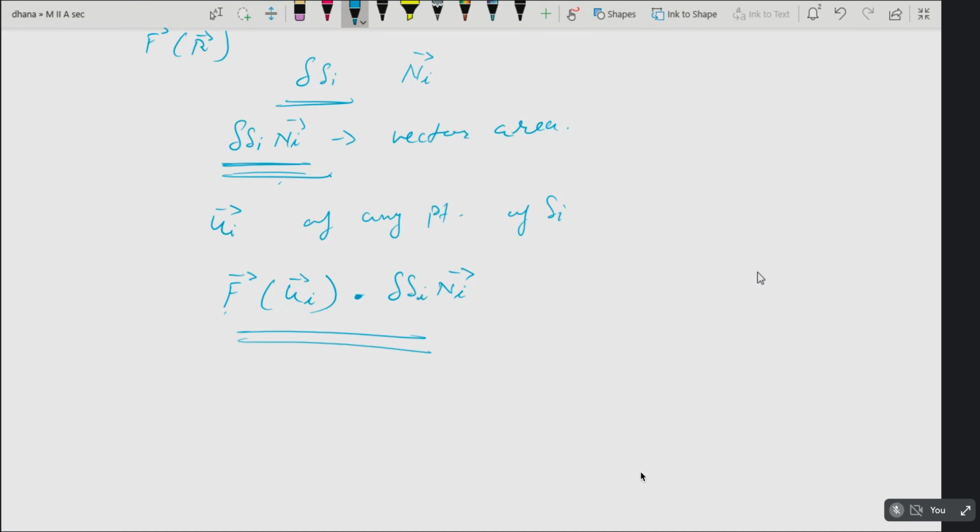Okay, so for every subsurface I can take a summation sign i equals 1 to n. For every subsurface I am calculating this dot product and adding them. Understood? So since I have considered only n subsurfaces, i goes from 1 to n. Understood till here? Yes, ma'am. Okay, for every subsurface I have calculated this dot product and added them.